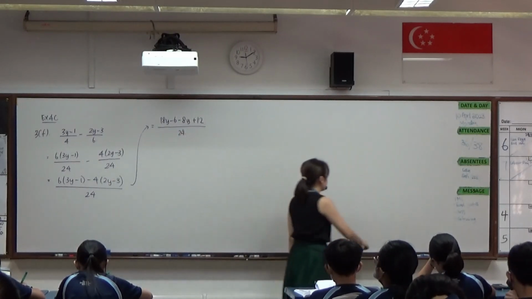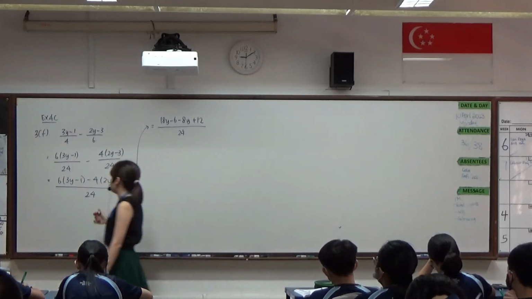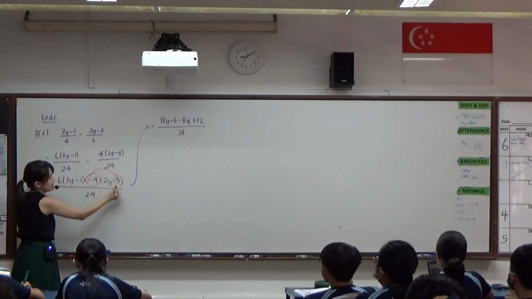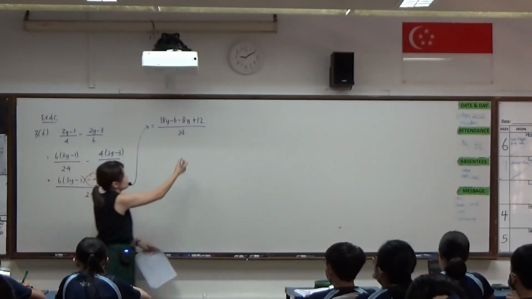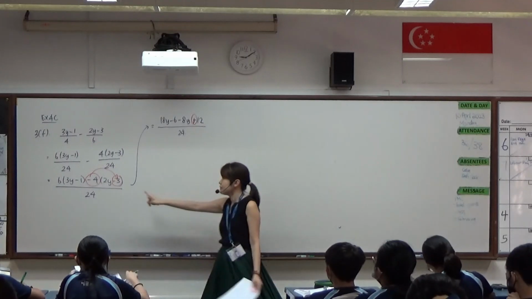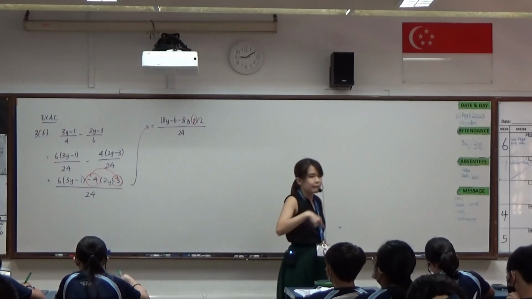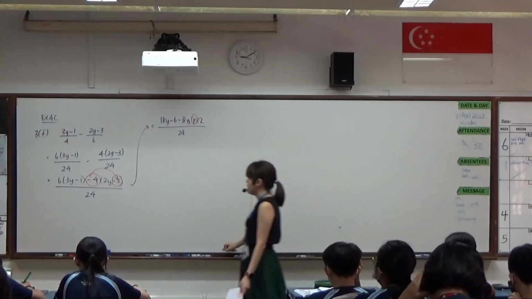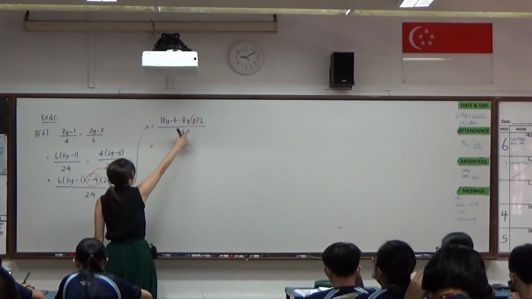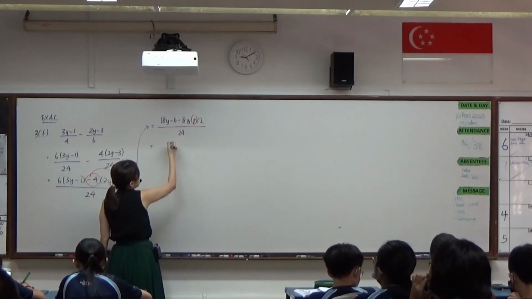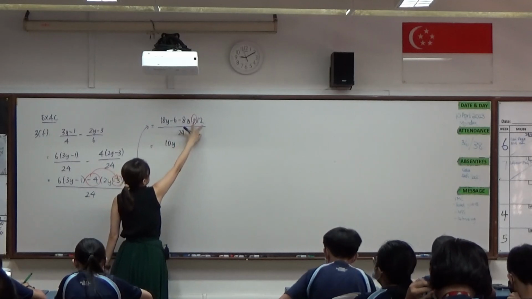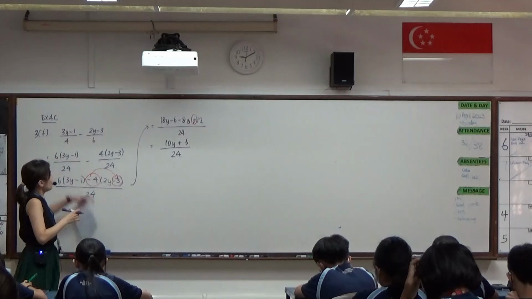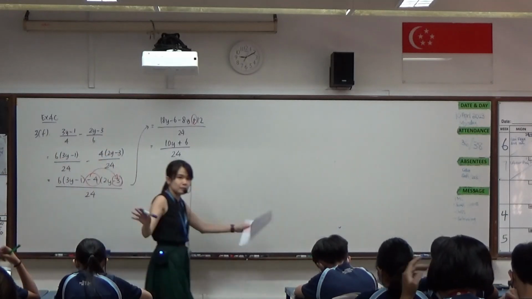One problem that is commonly made, recurringly in many of your homework, is that when you're expanding this negative and bringing it in, you forget that it should become a positive sign over here, because minus minus becomes plus. I kept on highlighting the same mistake in your homework, so please take a look at it and correct the problem. Then we simplify 18y minus 8y, we get 10y, minus 6 plus 12, we get plus 6, over 24. Now, from the start to here, no problem at all.